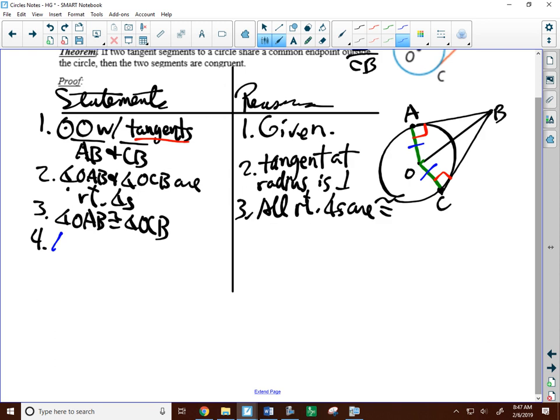We have seen this once in the past. AO is congruent to CO. They're radii. Any radii you can draw for the same circle are congruent. That's the reason. I like over here, all right angles are congruent. From the last one, all radii are congruent. This assumes radii from the same circle.